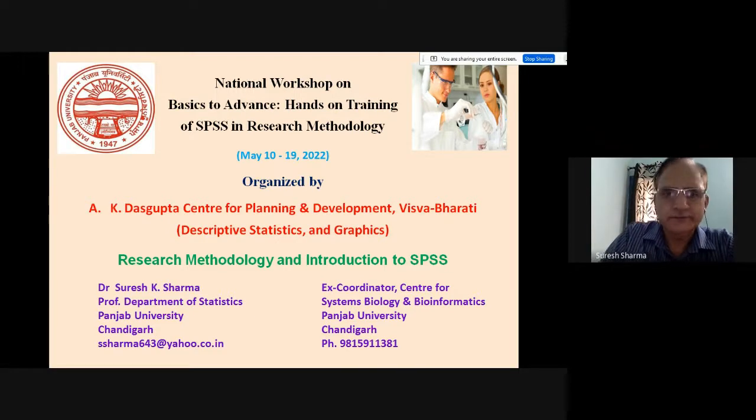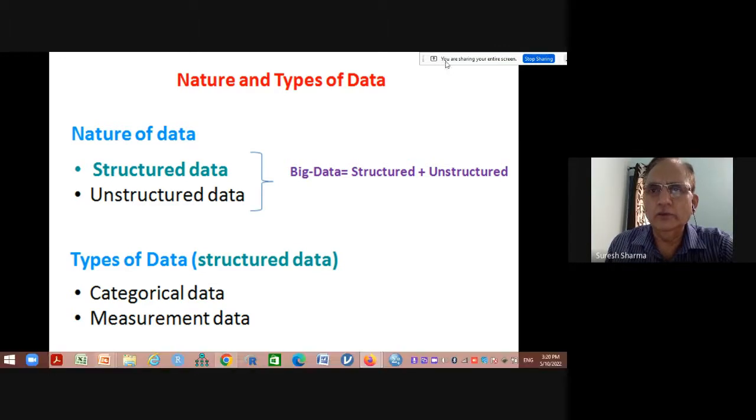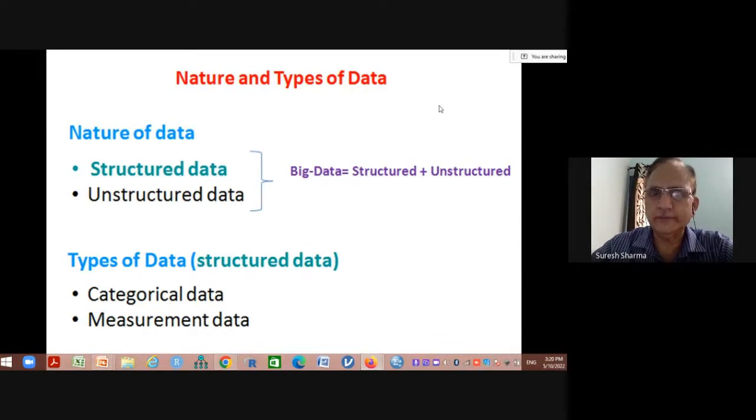All right. Now, if you look at the nature and types of data, no research is possible unless you understand the nature of the data. If the nature of the data is not clear to you, you may apply certain wrong techniques, and your inference could be totally wrong. So first of all, nature of data is basically of two types. Either it is called structured data or it is called unstructured data. Now, what do you mean by structured data? Structured data is the one where features can be easily extracted.